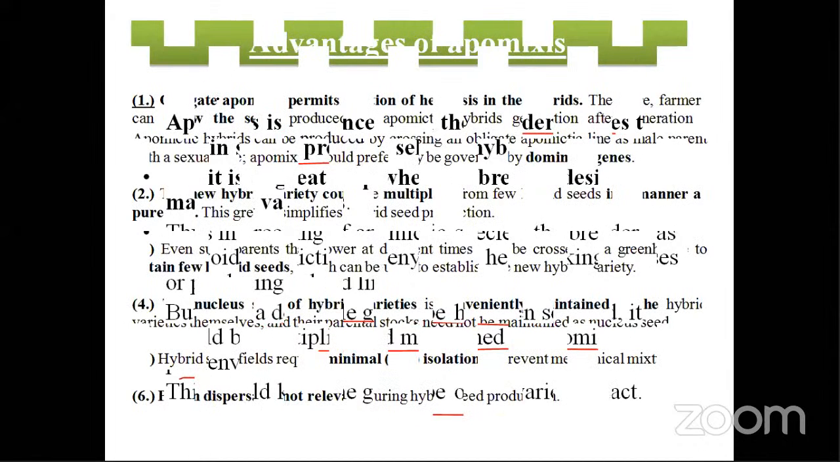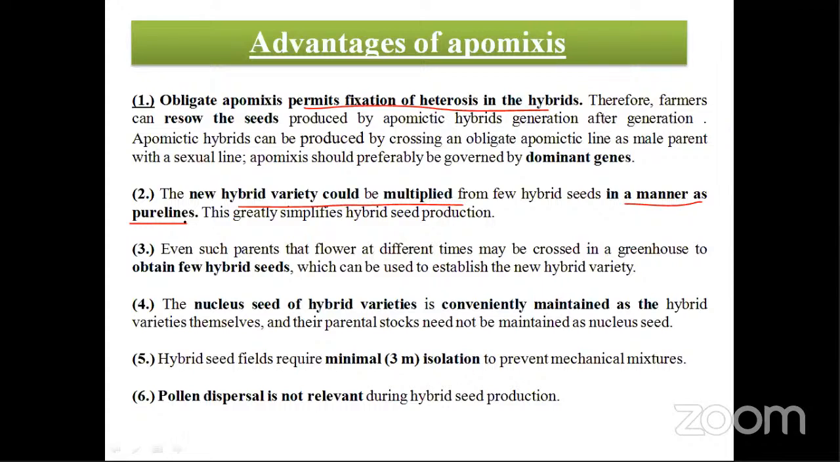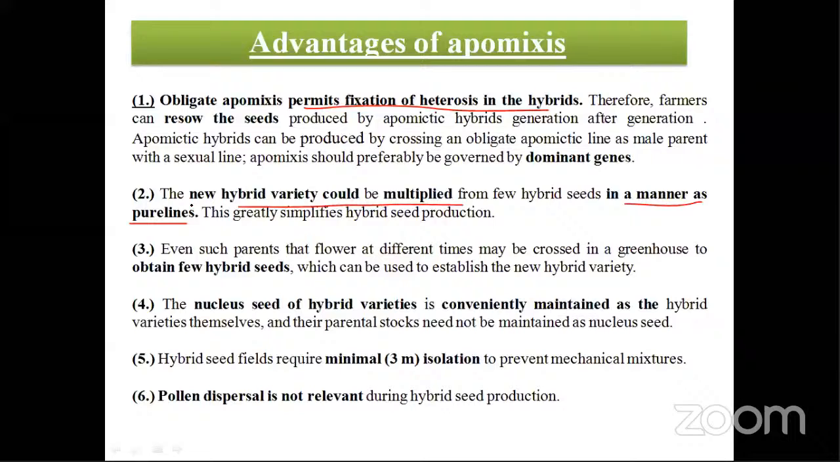Okay. So the advantages are like obligate apomixis permits the fixation of heterosis in the hybrid, as I told you. A new variety or hybrid can be multiplied in a manner like pure lines. When you simply sow them, whatever seeds are coming up, you just take the good plants that are showing true performance to the parent, similar to any self-pollinated crop. Like that you can just select the plant and further you can sell them or use them for the next generation.